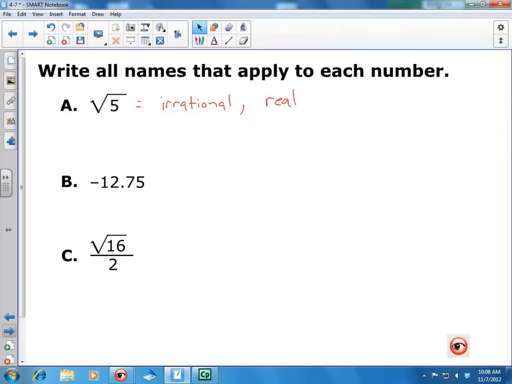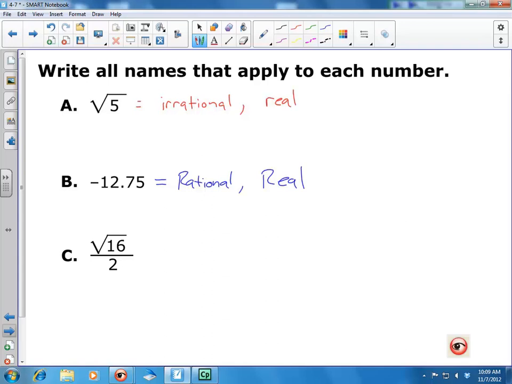Anyways, let's take a look at letter B. Letter B, we have to identify all of the names that apply to this. So what is this going to be? Well, I know it's negative 12.75, but is it irrational? Is it rational? Yeah, this one is going to be rational because it's a decimal. Okay, and what else? It's also real, yes. Is there anything else it could be?